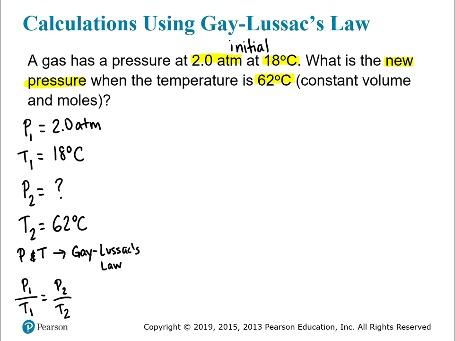This time, we'll rearrange the equation, then we will go ahead and convert our temperatures. Plug and chug, and get an answer. We must cross multiply first. So I'll do all that work in blue. When you cross multiply, you get P1 times T2 is equal to P2 times T1. Our question is asking for P2. Divide both sides by T1.